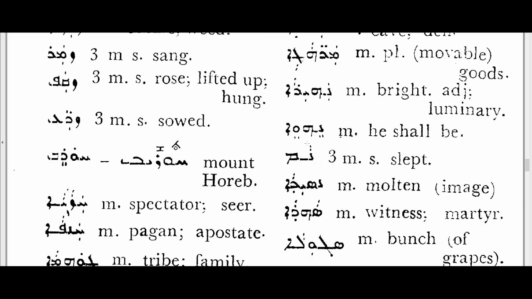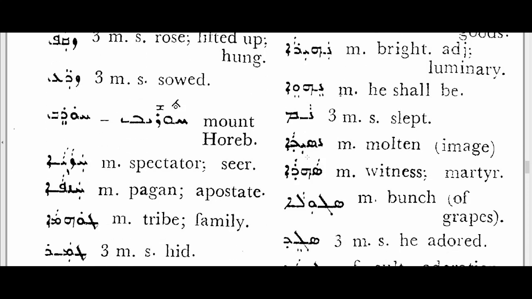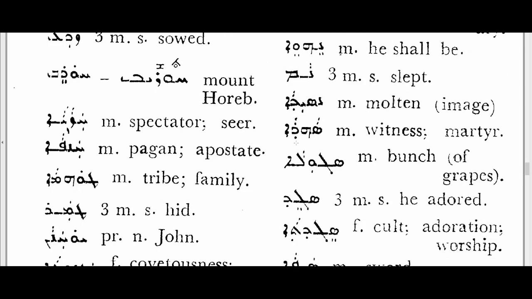Nihwe, he will be. Like in the Lord's Prayer, Nihwe sawyanach. Your will be. Nihwe sawyanach. Nam, he slept. Nam. Nsikha. So anything that is made by pouring a metal into a mold is nsikha. Sahda, a witness. Sahduta would be the act of giving witness, martyrdom. Sahda is the witness, it's masculine.